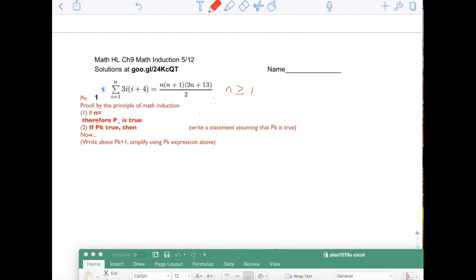Okay, so we got this interesting looking expression. It's a summation. The term is 3i times quantity i plus 4. And we're saying that the sum is equal to n times n plus 1 times 2n plus 13, divided by 2.